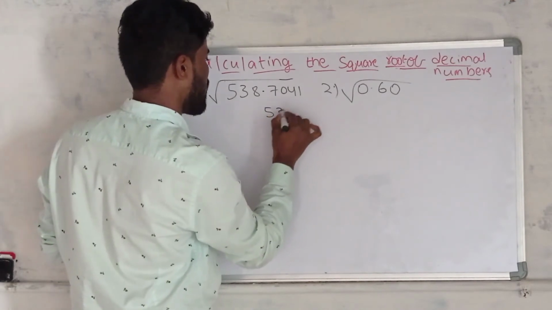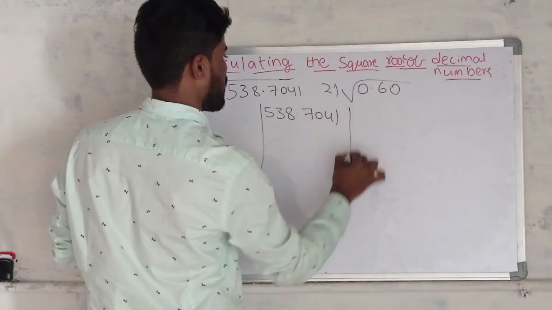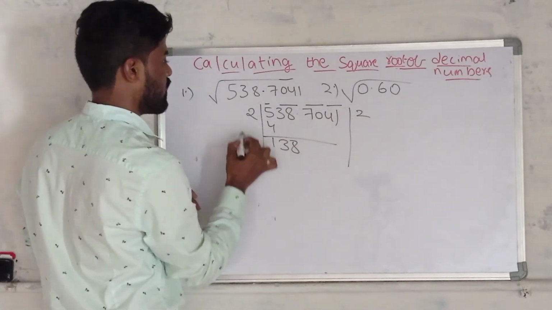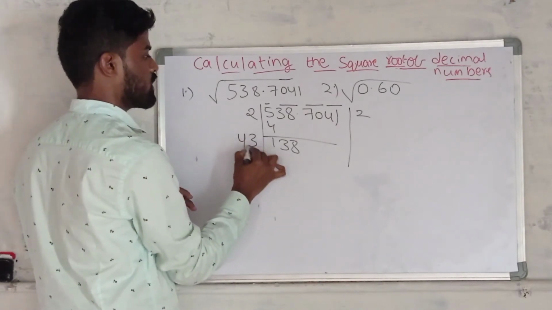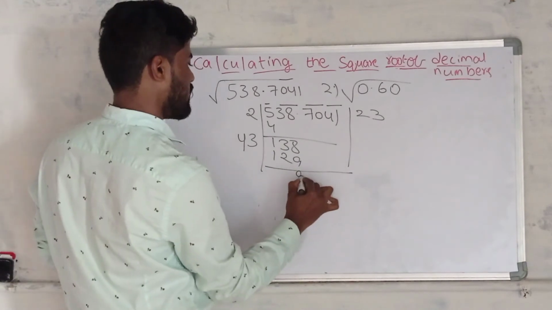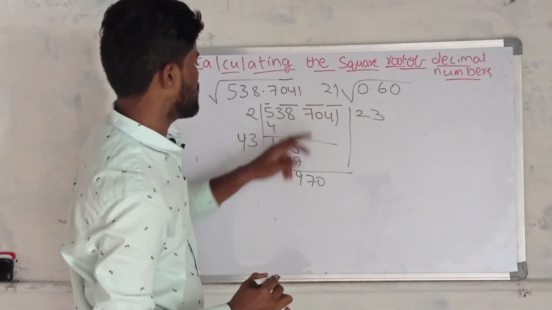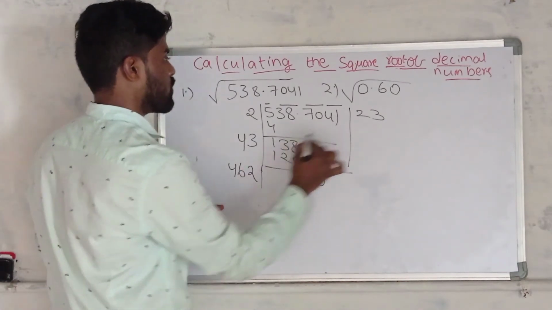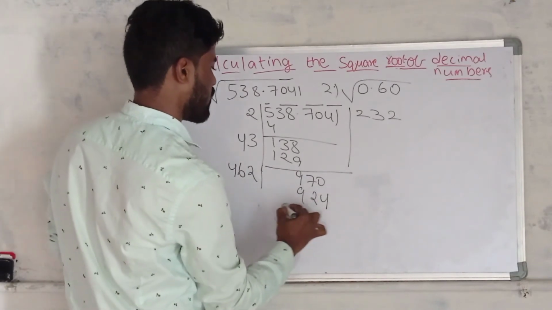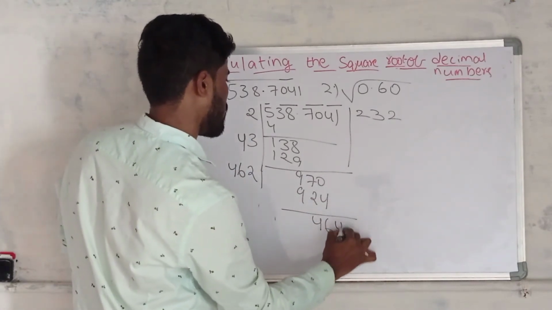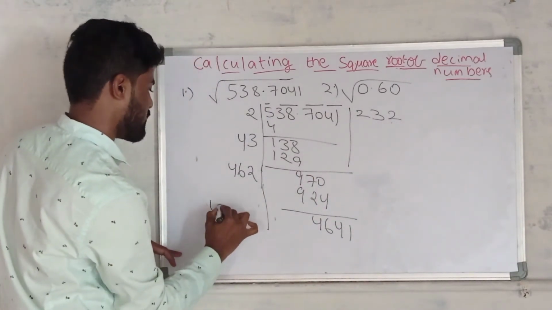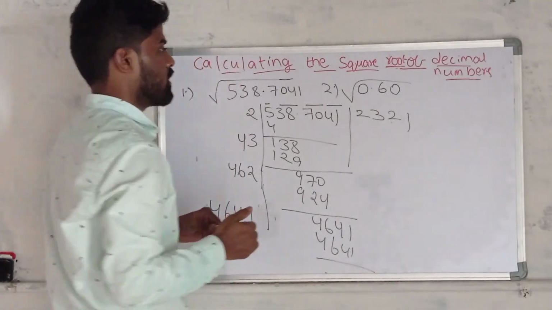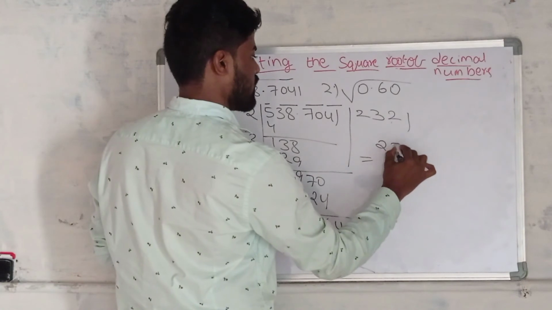Now we will solve this by using long division method. One group. 2 into 2, 4. 43 into 3, 129. 23 into 2, 46. 462 into 2, 924. 46, 41. 232 into 2, that will come 464. 4641 into 1, 4641. This will become 23 to 1.